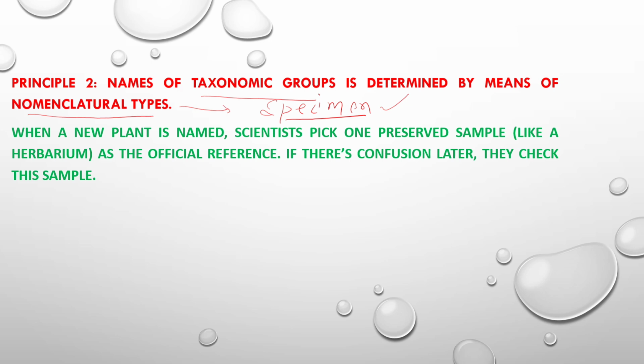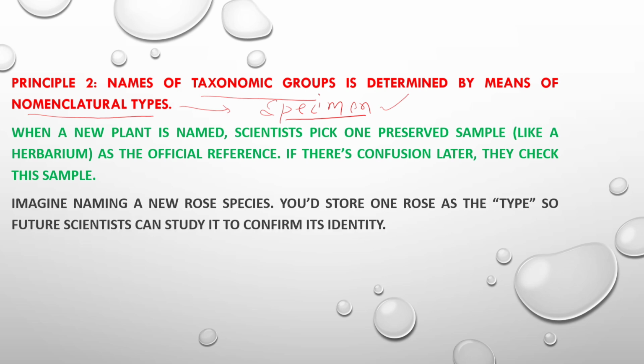When a new plant is named, scientists preserve one herbarium specimen of this plant, and this preserved herbarium specimen is called the nomenclature type. Imagine someone has discovered a new rose species. What will he do? He will make one herbarium sheet of that species, and that herbarium sheet is the nomenclature type. The name of that species will be based on that specimen. So this is our second principle.